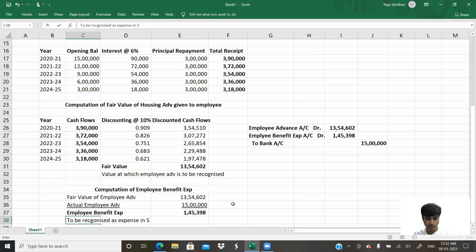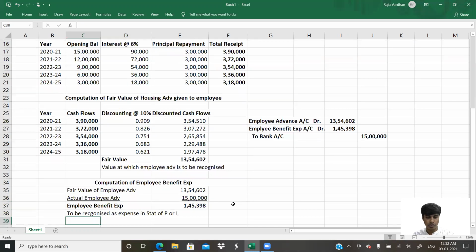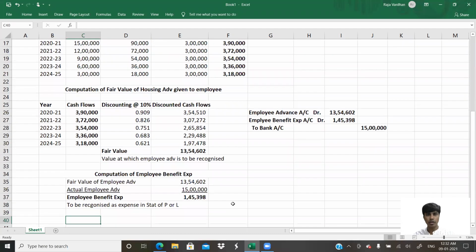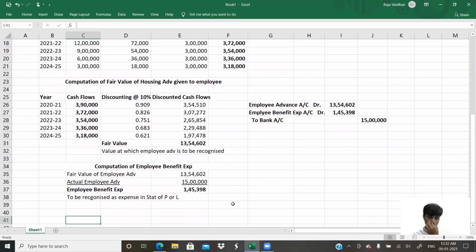Expense in statement of profit or loss. Okay, so this is the point. We're not done. We're not done. Why is it that we're not done?